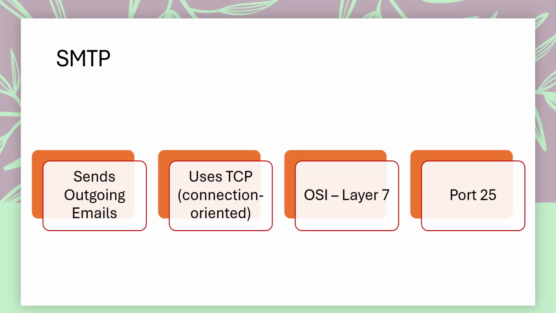SMTP actually transfers our email from client to server. So what it does is it sends outgoing emails. SMTP is a connection-oriented protocol, which means it uses TCP. It lives at layer 7 of the OSI model, and it uses port 25.